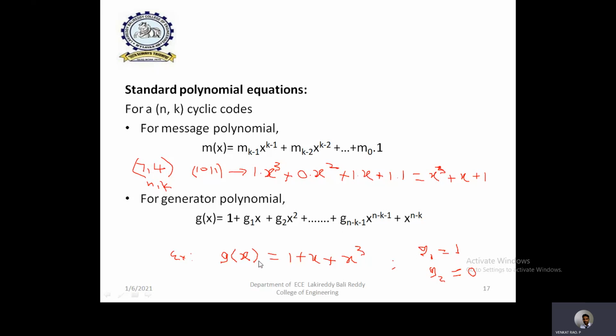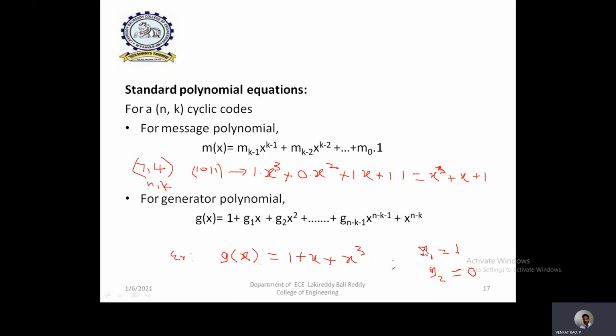So as an example, this is the general representation of generator polynomial. That is something like 1 plus x cube. But if we compare this with the standard notation, 1 is there, x term is there, so g1 is there, but the x square term is not there. But finally, x power n minus k, that is the x cube term, is there. So totally we should have two coefficients, where one of the coefficients is 1 and another one is 0. So only the g1 component is there, so g2 is equal to 0 because the x square term is not there.